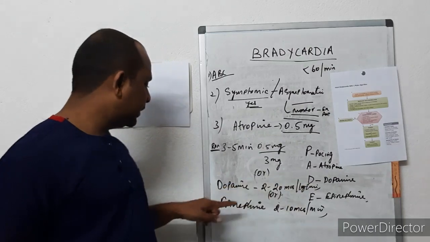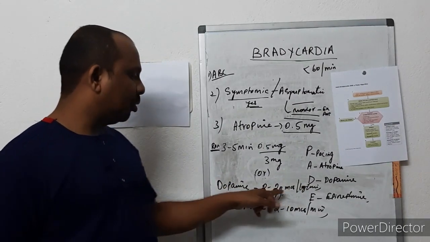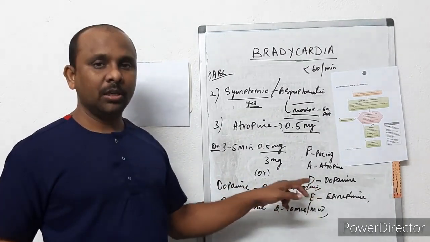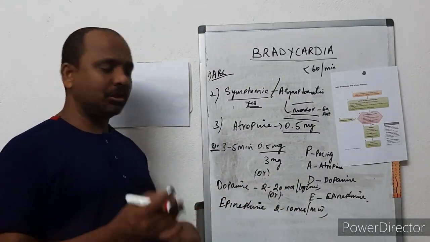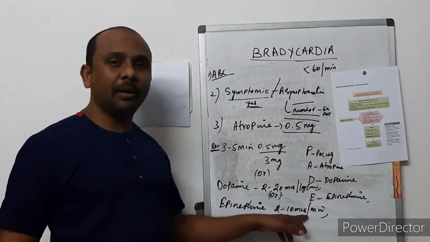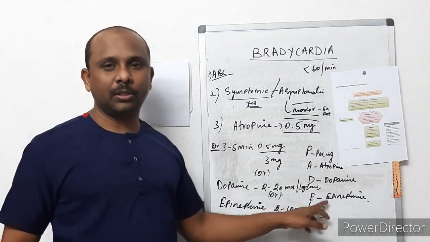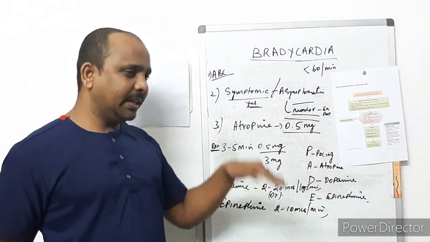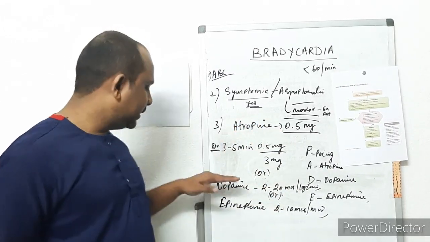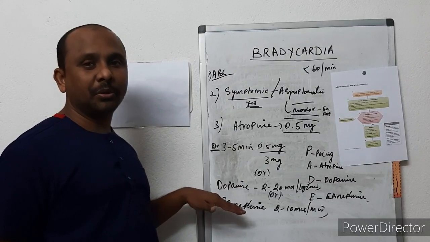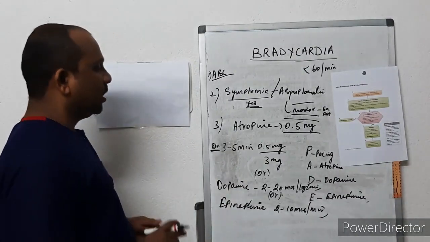The dopamine dose is 2 to 20 mics per kg per minute, right? Or you can start with epinephrine. Dopamine or epinephrine is the choice. This is the 2 to 10 mics per minute dose you have to start. Titrate the dose as low as possible to maintain the heart rate, right? Because these drugs may produce arrhythmias.